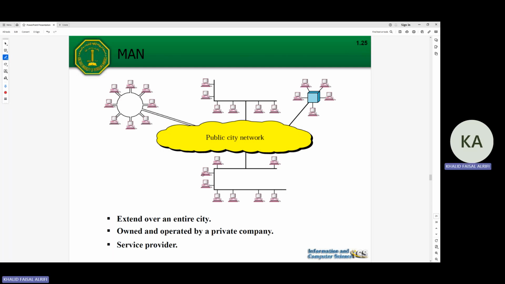The MAN is wider than the LAN, of course. Here it says we have a public city network, for example. So it extends over an entire city, not just a building or an office, owned and operated by a private company or service provider. So here it shows the city, for example, and here maybe a different building or neighborhood, and so on. So it covers a wide distance, not like the LAN.